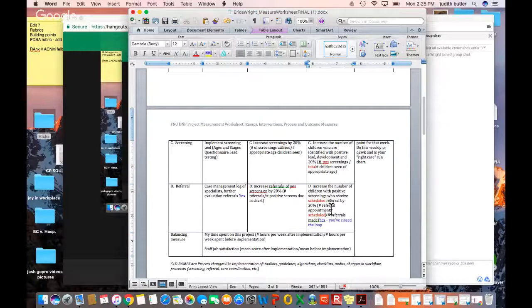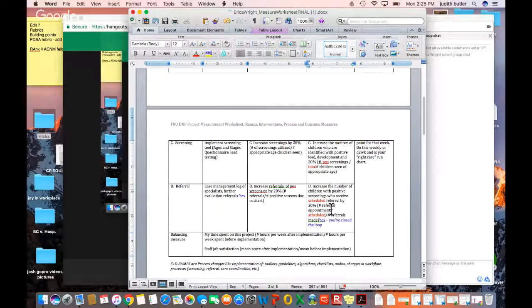Let's see. Oh, probably something else. We're not really doing any other screenings. Time spent. Time is always one that you can always do. I do wonder about the nurses and how they're going to manage, because this will add a little bit more work for them. So either of these, you can do time spent on the project.